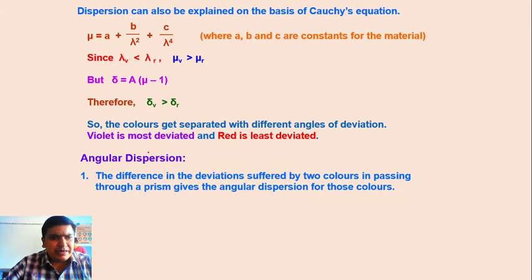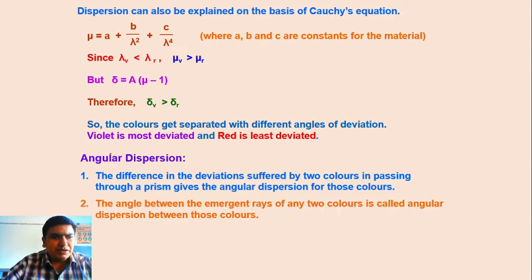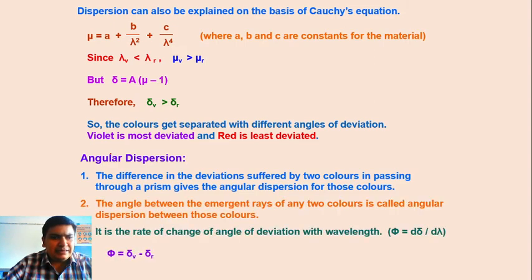The difference in the deviation suffered by two colors in passing through a prism gives the angular dispersion for those colors. As you can see in the diagram, violet is the most deviated color because it has the lowest wavelength, and red is the least deviated color because it has the highest wavelength. So the difference between the deviation of violet and red is known as the angular dispersion. Now we are going to calculate that: phi equals delta V minus delta R.